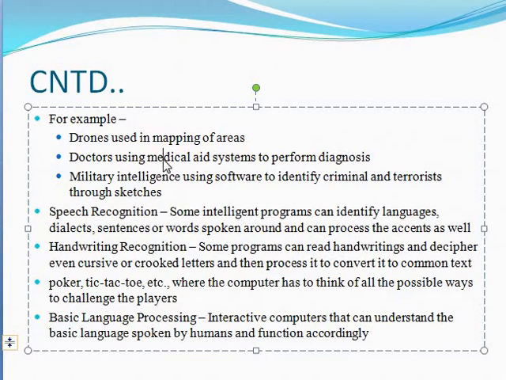And then the medical aid systems which are used by doctors, and it is used in military intelligence to identify criminals. It is used in speech and handwriting recognition, and in the tic-tac-toe game we all play. This also uses artificial intelligence. And then natural language processing, so that computers can understand the language spoken by humans.